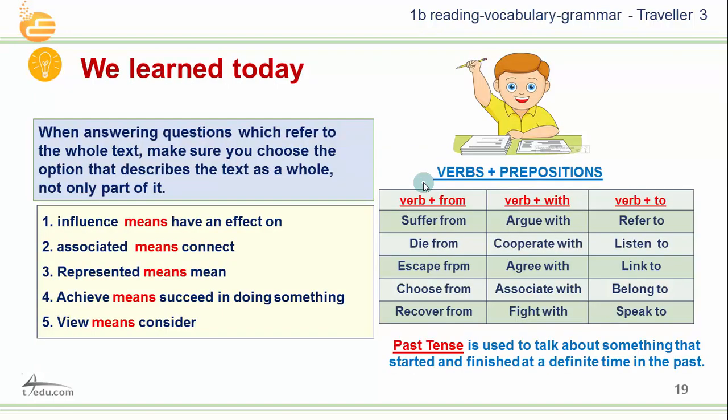Okay, so we're coming to the end of the lesson today. So what we have learned today, that when answering a question or questions which refer to the whole text, make sure you choose the option that describes the text as a whole, not part of it. So you read the whole text, you understand the text, and if you have a question, try to choose the answer that speaks about the whole text, not part of it.